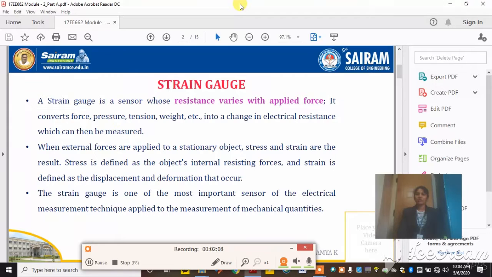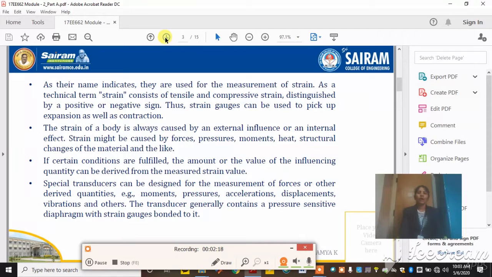The strain gauge is the most important sensor in electrical measuring instruments, especially for measuring mechanical quantities. As the name indicates, there are two types of strain: compressive strain and tensile strain. It means that when you apply a force, the change in resistance occurs due to the expansion or compression of your resistance element. When you apply a force, the object may either expand or get compressed depending upon the nature of the force or the amount of force that we are applying.